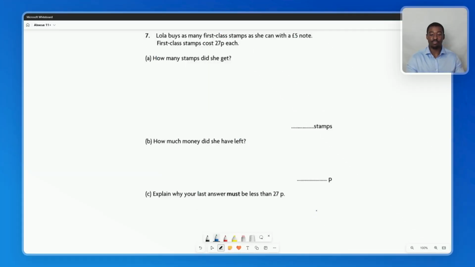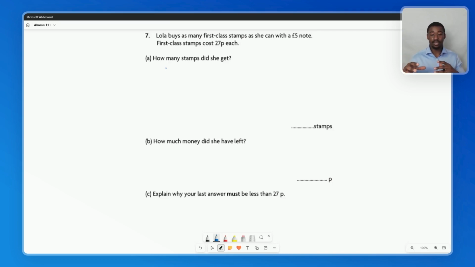Okay, so here we have a question centered around division. We have some first class stamps costing 27p, and we have Lola, who has a £5 note. So part A, how many stamps can she get with that £5 note? Well, here it's going to be a simple division, right? We have £5. Each stamp costs 27p.